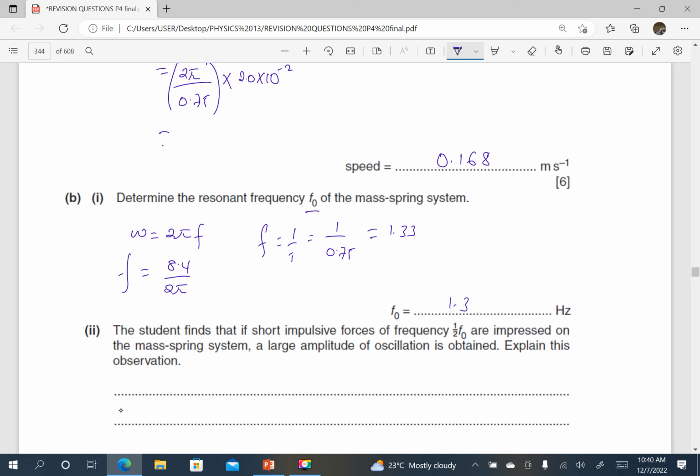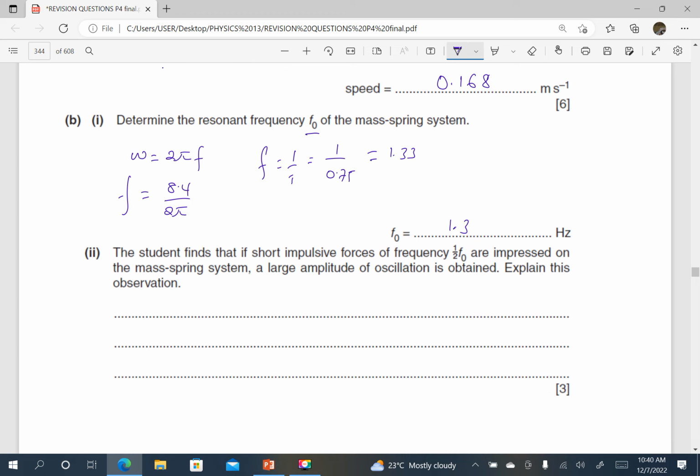When the frequency of the driver is equal to the natural frequency, then that frequency of the driver is going to be called the resonant frequency. This would give you almost the same thing, 1.3 hertz.